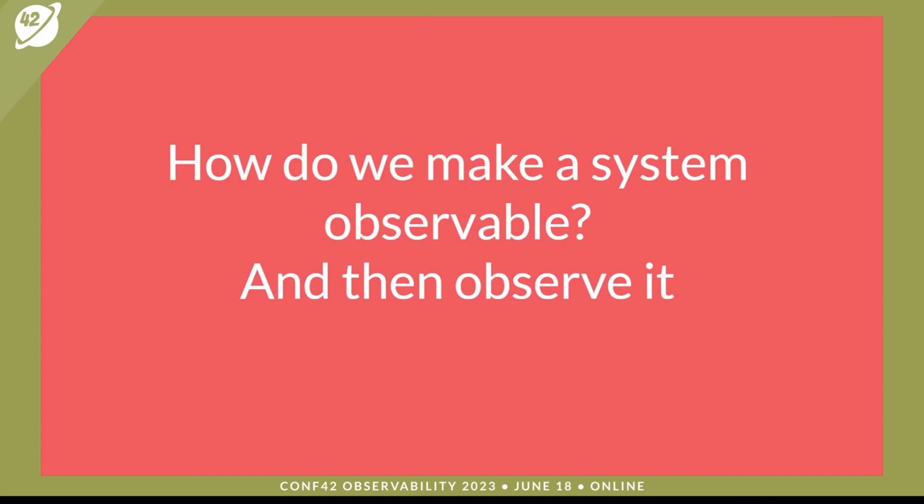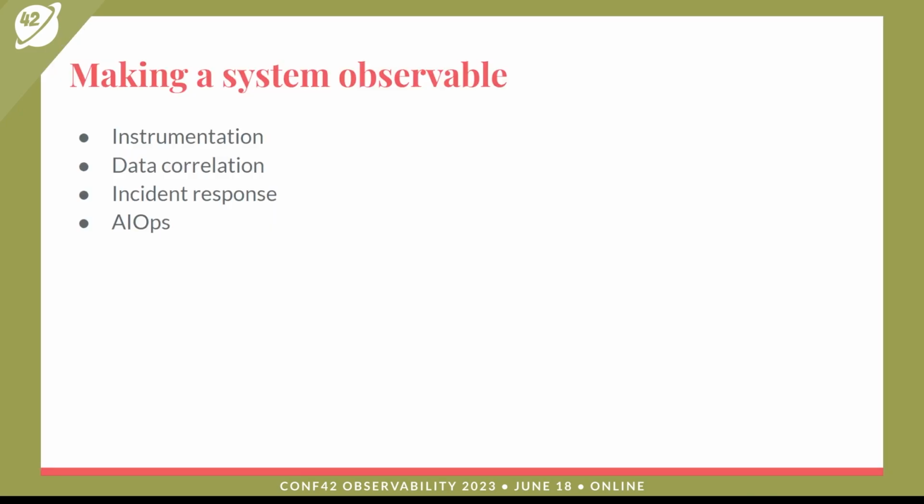Alright, so how do you make a system observable? And then obviously, if you're making it observable, actually observe it. Making a system observable has four steps. First is instrumentation, which is collecting all the important data that you have. Then there is data correlation, basically creating dimensions and using cardinal data to create some very unique data correlations. Then there's incident response, which is being ready for an unpredictable state which has been predicted by your observability system. And the new thing is AIOps, which is using a little bit of AI to make your observable system way smarter.